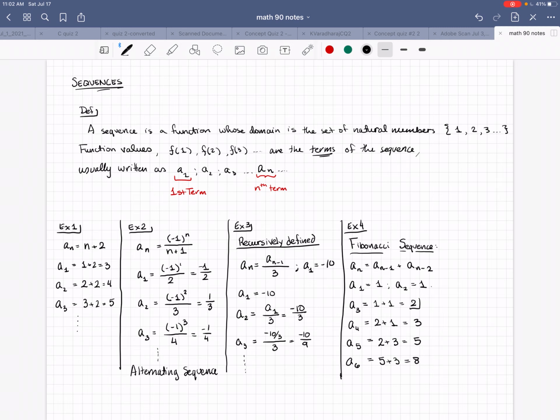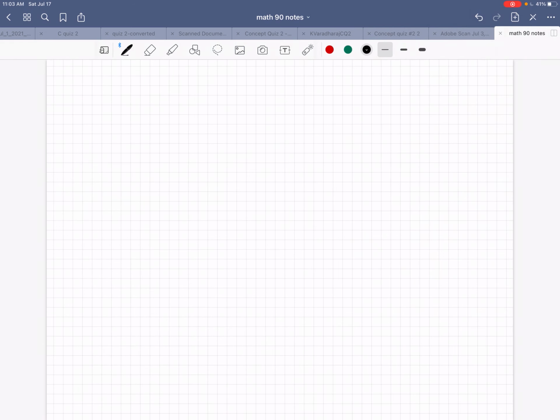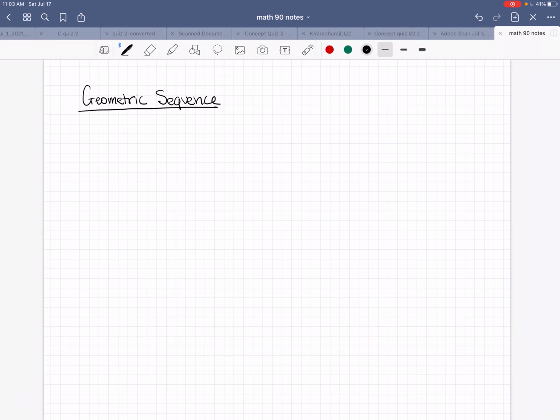I want to talk very briefly about two more kinds of sequences that we might not spend a ton of time talking about, but I want you to be exposed to. Specifically, the idea of a geometric sequence, and also an arithmetic sequence. So we'll talk about a geometric sequence first. This is also a recursively defined sequence. So in every geometric sequence, we have a multiplier.